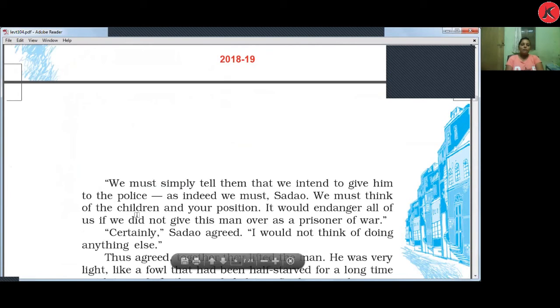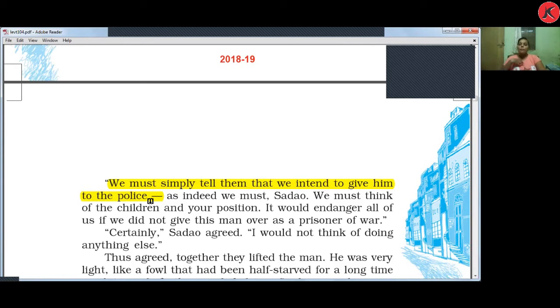"We must think of the children and your position. It would endanger all of us if we did not give this man over as a prisoner of war." Okay. Now, Sadao was saying that we are very clear and we will simply tell them that we will definitely give him to the police. Indeed, we must.